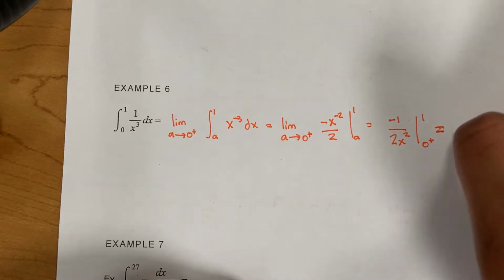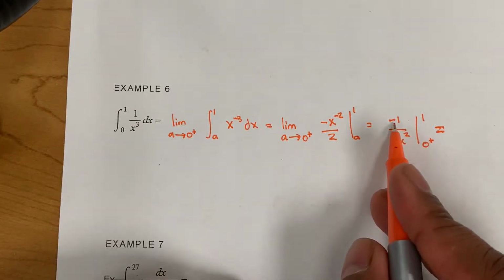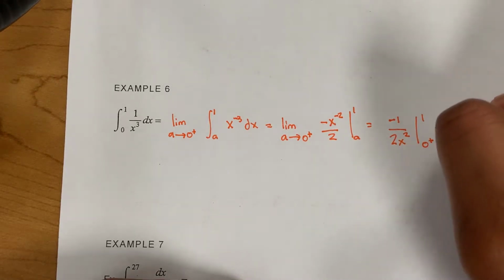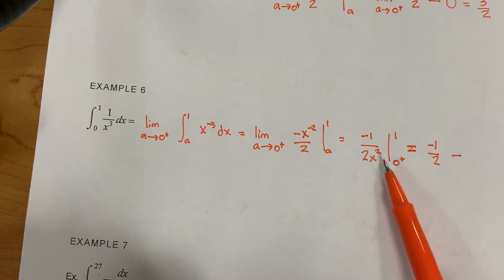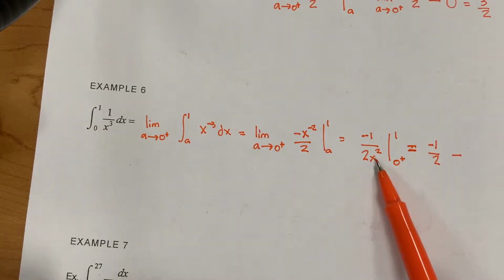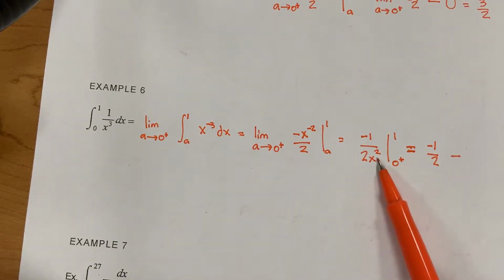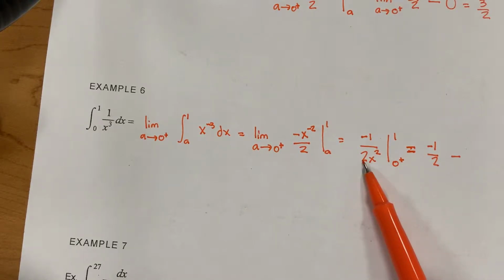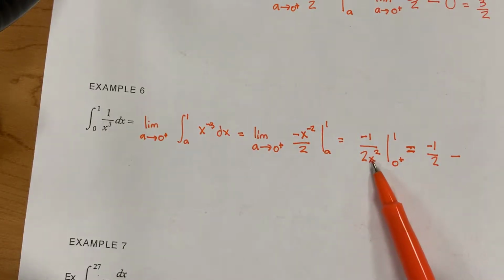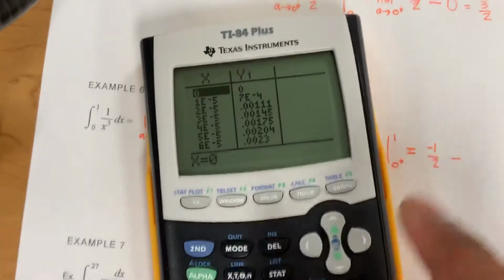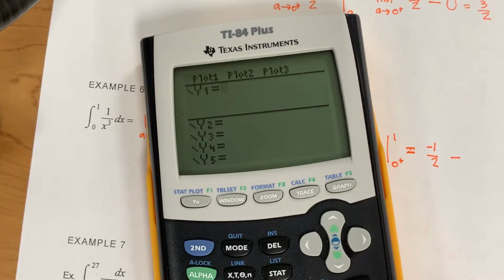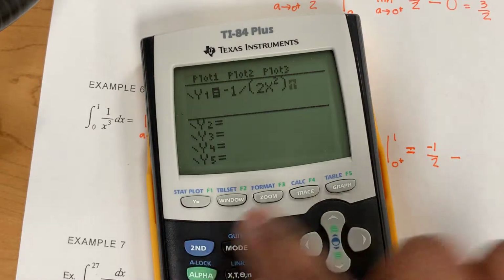This equals, so when we substitute in 1, we're going to have -1 divided by 2. So that's just going to be -1/2 minus, so if you take a number really close to 0 and square it, you're going to get an even smaller number. And that smaller number divided into -1 is going to blow up to infinity. And we'll see that again if we look at a table. So we're going to say -1 divided by 2x squared, and we're going to look at our table.